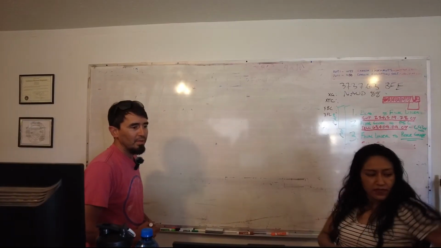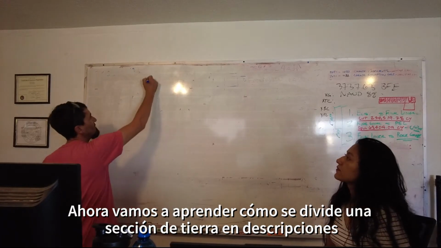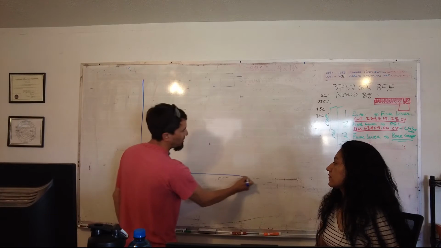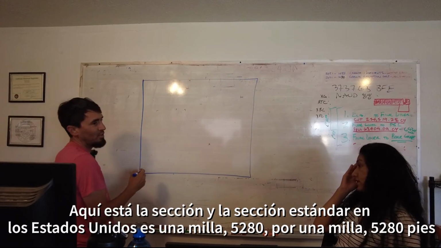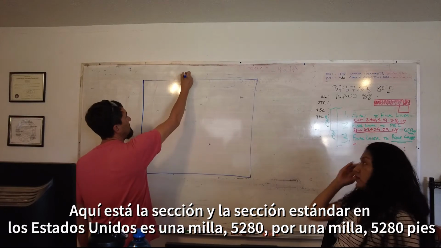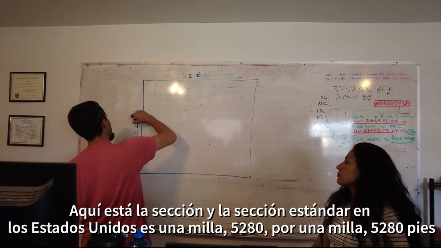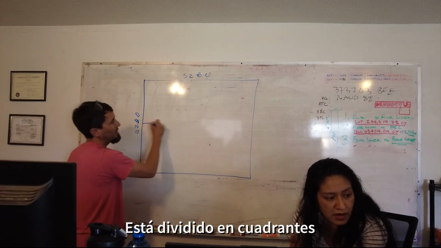Okay. So right now we're going to learn about how a section of land is broken up in descriptions that use portions of aliquot parts. So here's a section, and the standard section in the United States is 1 mile, 5,280 feet by 1 mile, 5,280 feet. Okay? It's divided up into quadrants.